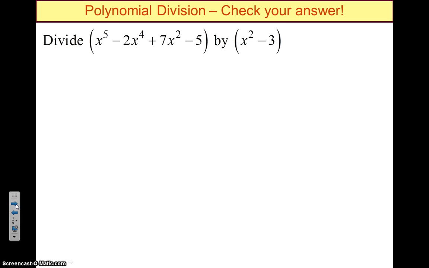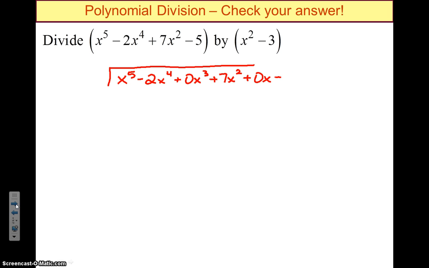Alright, so we're going to try another one here. This one is missing some terms in our first polynomial. So when I write x to the fifth minus 2x to the fourth, I notice there's no cubic term there. And so what I'm going to do is add a 0x cubed in. Then I've got plus 7x squared. I'm missing my linear term, so I'm going to put a plus 0x there, and then I have the minus 5. That is being divided by x squared minus 3.